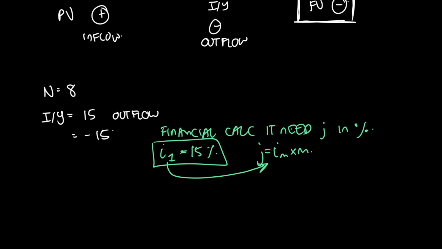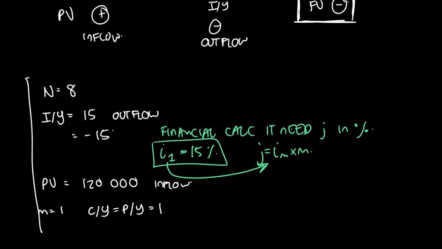Okay, we still have the PV, which is equal to 120,000, and it's going to be an inflow. So it's going to be positive. And we have the compounding period. So we have M is equal to 1. That means in our financial calculator, our CY is equal to our PY, which is equal to 1. So this is all the information we need for our financial calculator. So let's go ahead and just write the recipe for our financial calculator, and then we'll put it in.